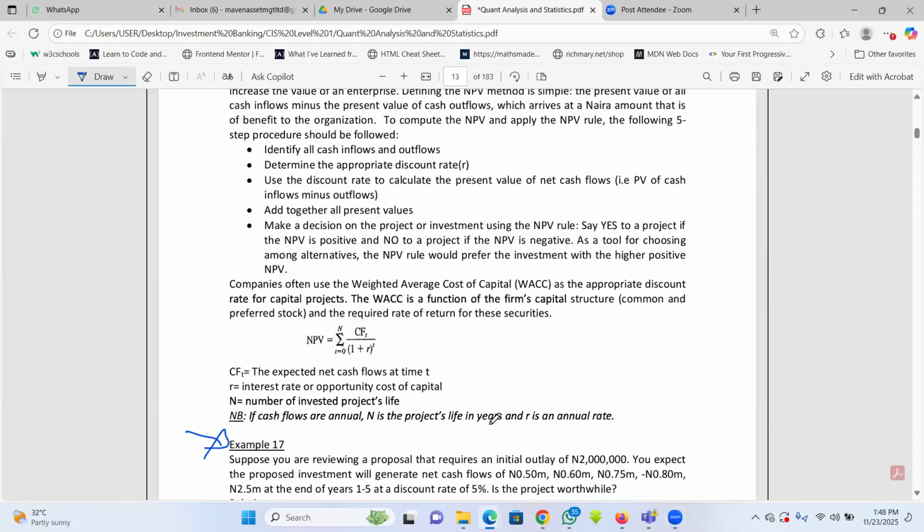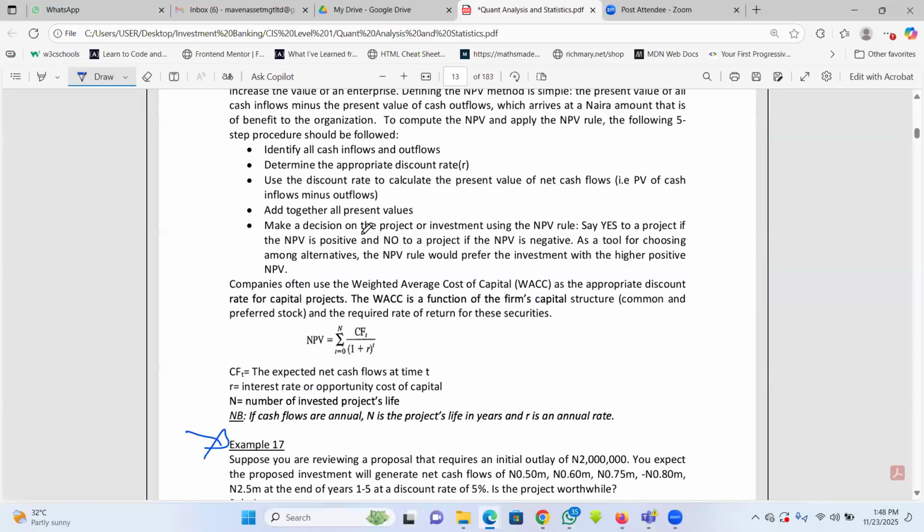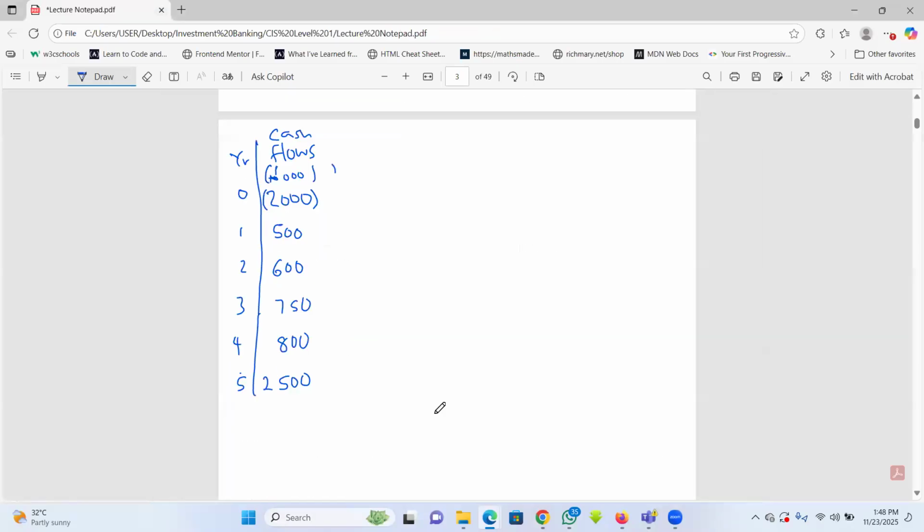Which is the outflows? 2 million is your outflow. So that means this is an outflow. I put it in a bracket. Now, I was also told that somewhere along the line, there's a negative 800,000 here. So that should also be placed in a bracket. This means that these are the money going out. Sometime in year 4, maybe for maintenance or to get an extension, 800,000 was also expended. I hope this is clear to us.